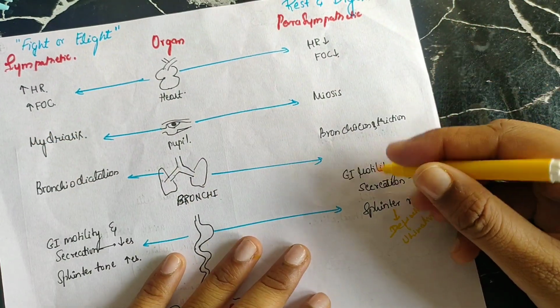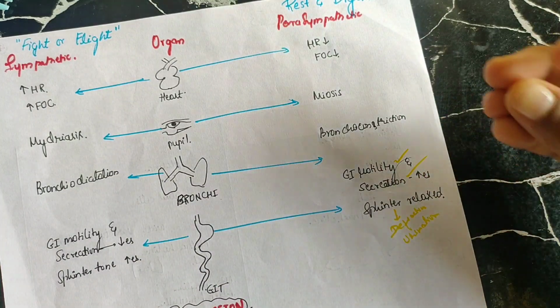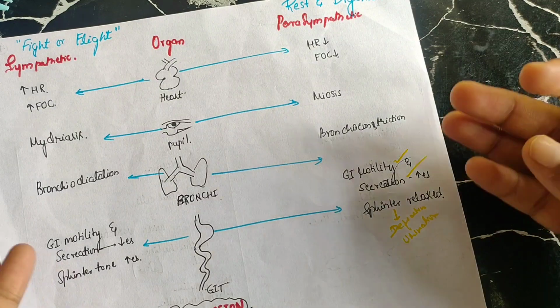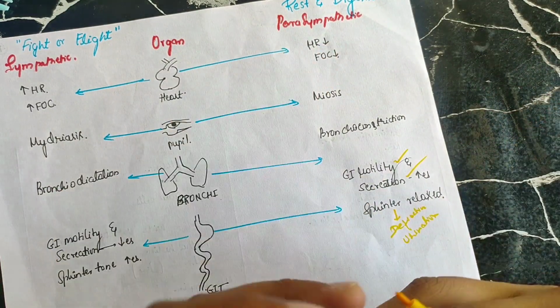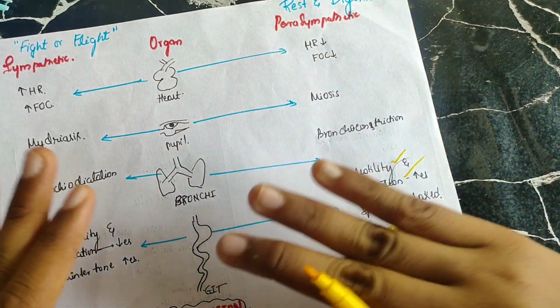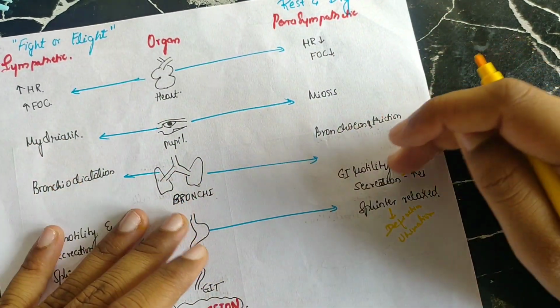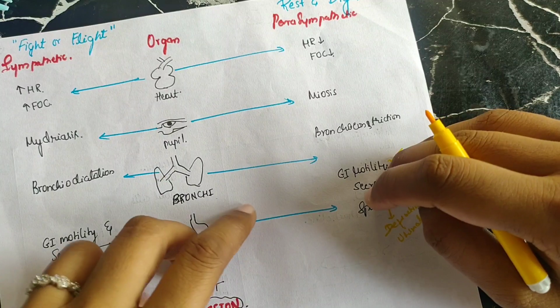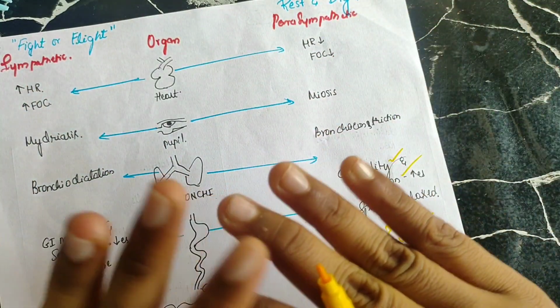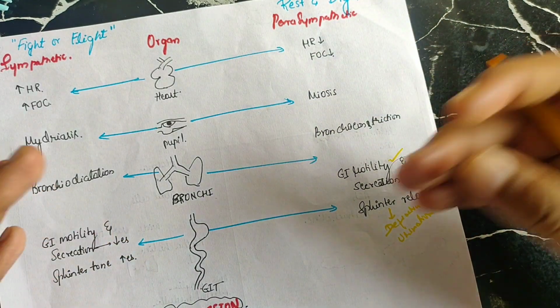So you learnt about the GIT. What is the action of the parasympathetic nervous system on the GIT? It increases GI motility, increases GI secretion, and sphincters are relaxed, so you defecate or urinate. This is the parasympathetic stimulus on the GI muscles, that is, the smooth muscles of the gastrointestinal tract. In this parasympathetic situation, you are not in an emergency, so you do not need that much oxygen.